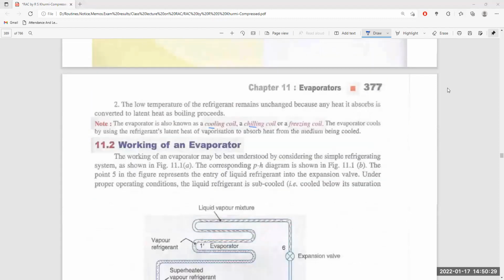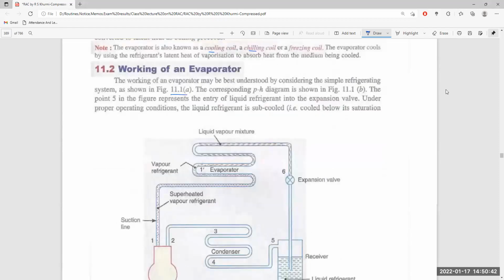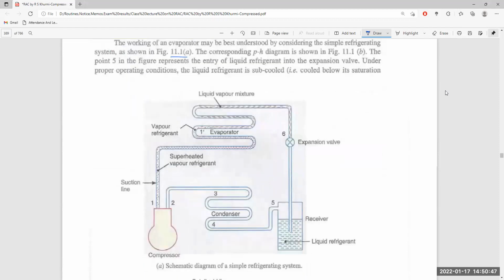The working of the evaporator. The working of an evaporator may be best understood by considering the simple refrigeration system in the figure below, with the corresponding p-h diagram also shown here. Point 5 of the figure represents the liquid, and the expansion valve follows it. Here is the compressor, where point 1 is the inlet of the compressor and point 2 is the outlet.